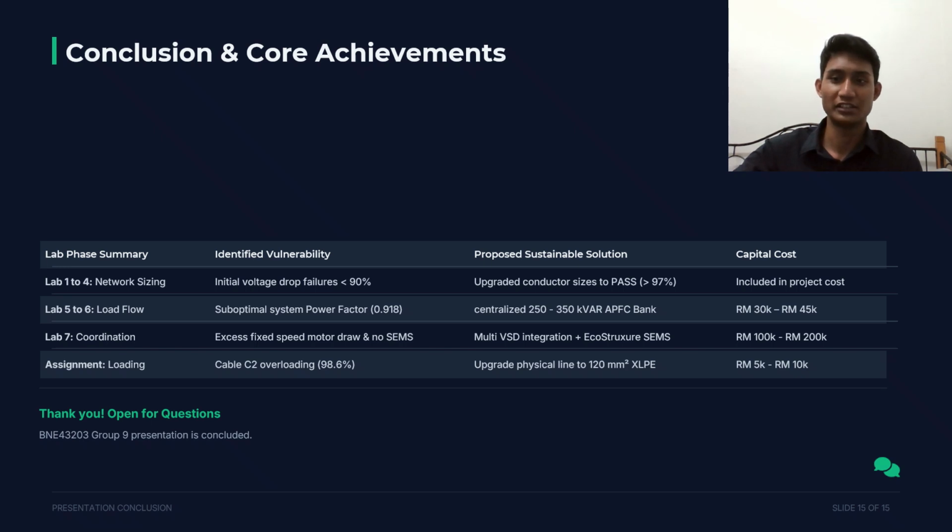To address these issues, we propose sustainable solutions including APFC capacitor bank, variable speed drive, a smart SEMS dashboard, and cable upgrades. Overall, this improvement can enhance energy efficiency, improve system reliability, reduce operating costs, and support future factory expansion. That's all from me.